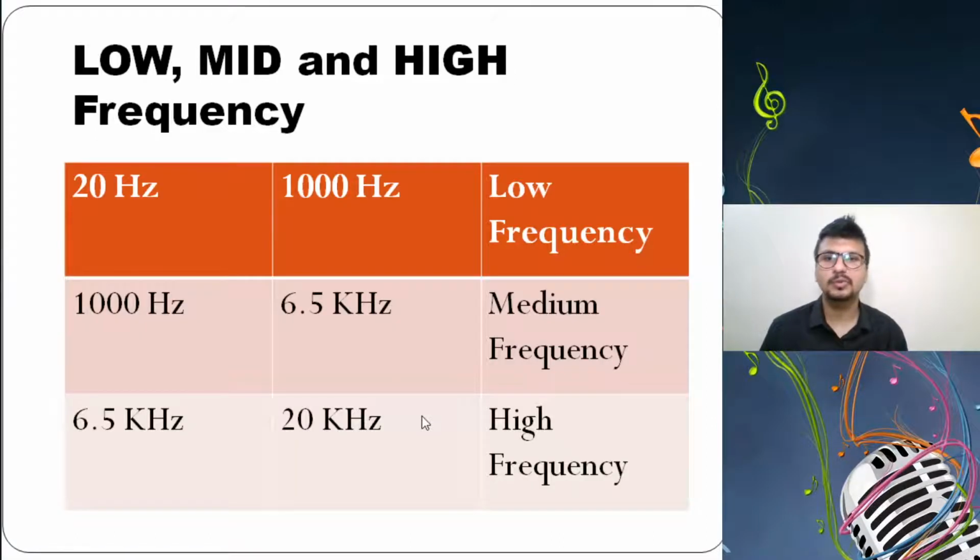There are three concepts: low, mid, and high frequency. Low frequency is from 20 hertz to 1000 hertz. The medium frequency ranges from 1000 hertz to 6.5 kilohertz. One kilohertz is 1000 hertz. And the high frequency ranges from 6.5 kilohertz to 20 kilohertz. Coming to the next slide.